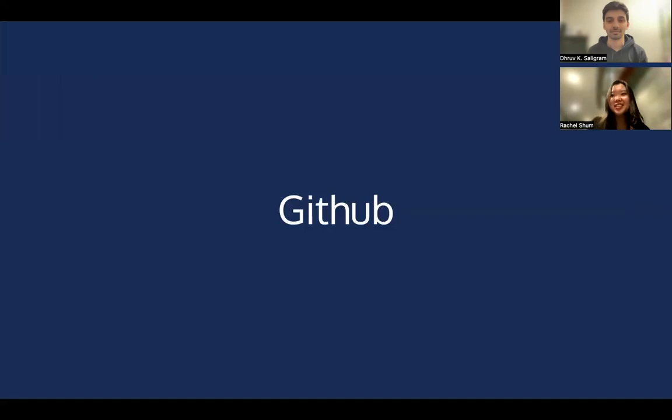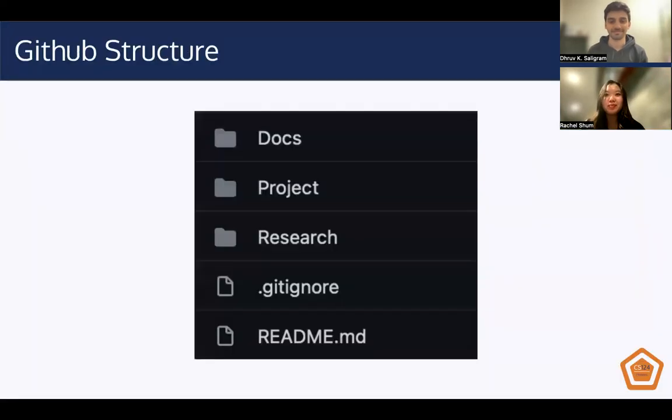And now moving on to GitHub. So this is the basic overview of what a GitHub structure is going to look like. Your PMs will explain more in detail what each of these is for specifically, but for just a general idea, the docs folder is for any documents that you might have. The project folder is for all of your project code. And then the research folder is for any tutorials or research that you guys do.